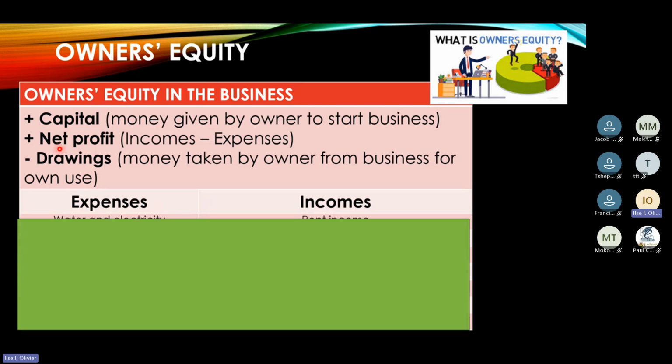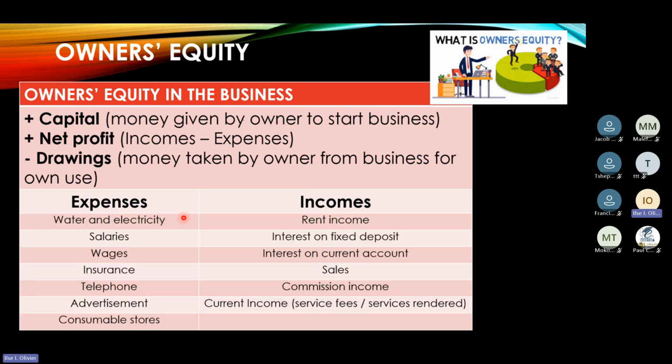So it's important to know that your net profit consists of your incomes and your expenses. Why is it written like that? Because incomes will always increase your owner's equity and expenses will always decrease your owner's equity. So if we look at examples of expenses, we can look at water and electricity, salaries, wages, insurance, telephone, advertisement, and consumable stores. So it's things that we use to run our daily businesses.